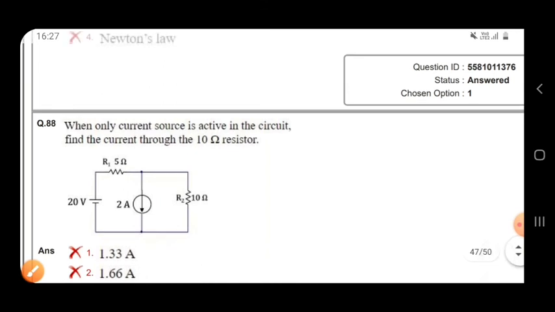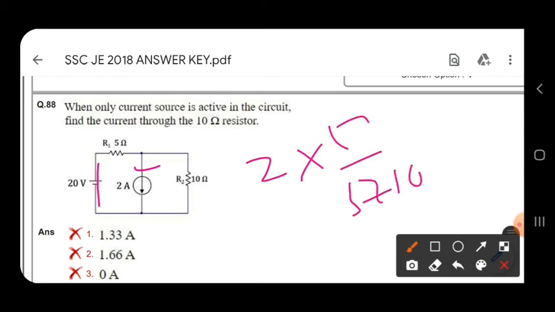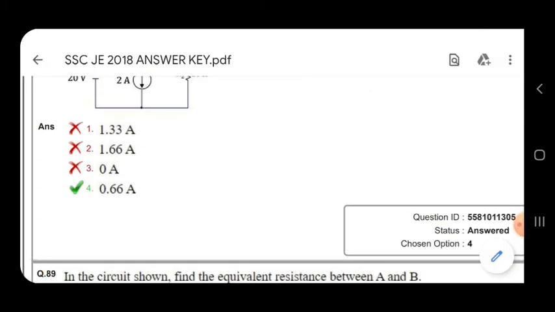When only the current source is active in the circuit, find the current through the 10 ohm resistor. If a current source is active, then the other source should be shorted. So put the simple current division rule: 2 into 5 upon 5 plus 10, which equals 5 upon 15, 1 upon 3. So 2 upon 3, that equals 0.66, which is your answer.